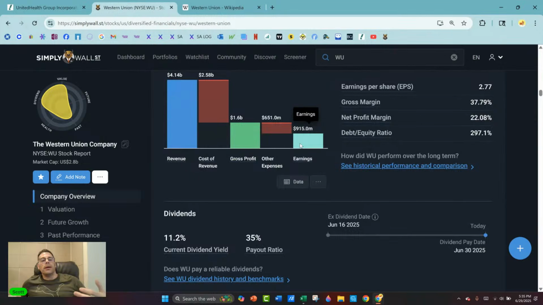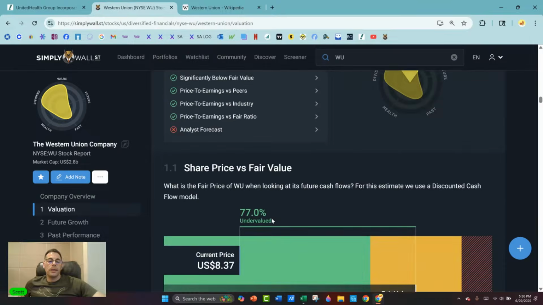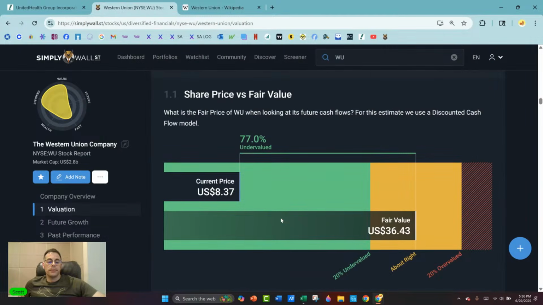But if it was a good value, right? Why aren't more people buying the stock and taking in the dividend? Because it's not a good value. And it's only a 35% payout ratio. Yeah, so they do have a lot more room. Yeah, no, it's an interesting stock to look at.